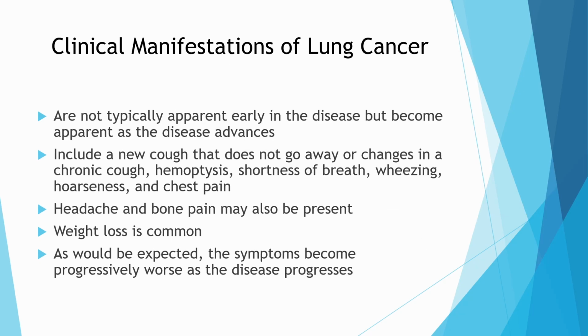So the clinical manifestations of lung cancer, they are not typically apparent early in the disease, but will become apparent as the disease advances. It will include a new cough that does not go away, or changes in a chronic cough, hemoptysis, shortness of breath, wheezing, hoarseness, and then finally chest pain. Headache and bone pain may also be present. Weight loss is very common, and as would be expected, the symptoms become progressively worse as the disease progresses.